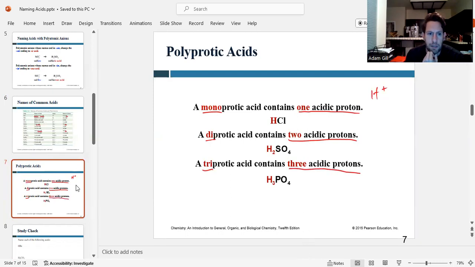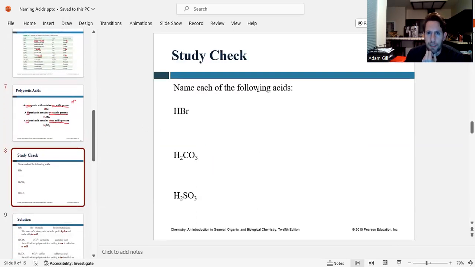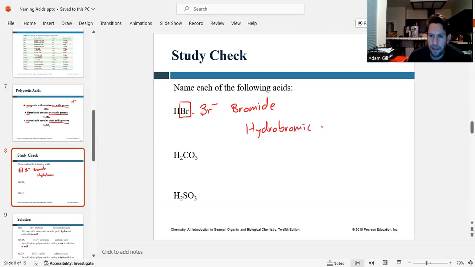All right, let's do a study check on naming real quick. Name each of the following acids. In order to name the acid, we have to look at what anion it's attached to. So here, this is attached to a Br minus, which is named bromide. So the acid name would be hydrobromic acid. Right? So if it's IDE, you add hydro and then change it to ic acid.